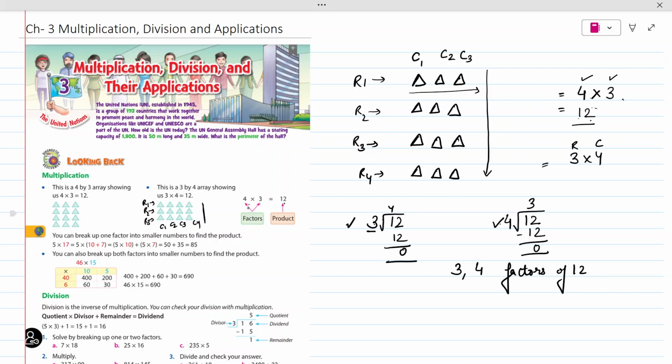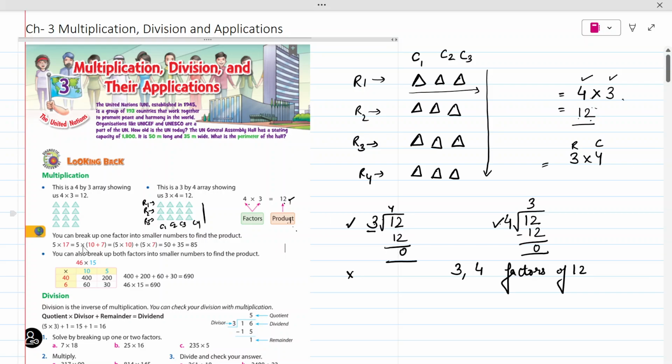And if we multiply these two, we get the product, 12. This 12 is called the product. We know that in multiplication we have product, in addition we have sum, in subtraction we have difference, and in division we have quotient and remainder. We know all these things. So let's move further in this chapter.